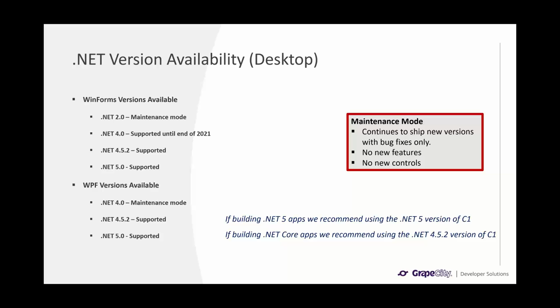But basically what we recommend is that if you're building a .NET 5 app, you should use our .NET 5 controls. And if you're building a .NET Core app, we recommend using the .NET 4.5.2 versions of ComponentOne. Now, the other important piece to all of this is knowing which controls are available in .NET 5 if you plan on migrating to .NET 5.